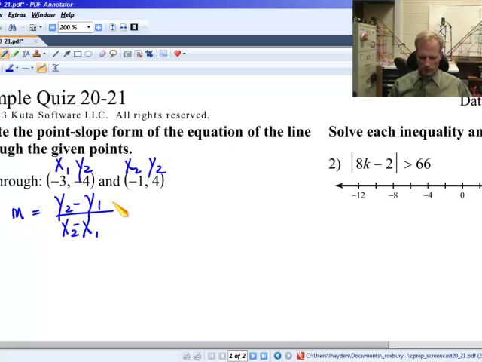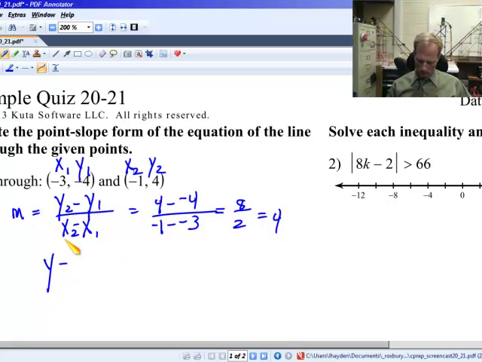So when I substitute in the values for x1, y1 and x2, y2, I get 4 minus negative 4 over -1 minus -3. So that's going to give me a slope of 8 over 2 or 4. Now I'm going to use that slope and one of the points. So let me use the first one.